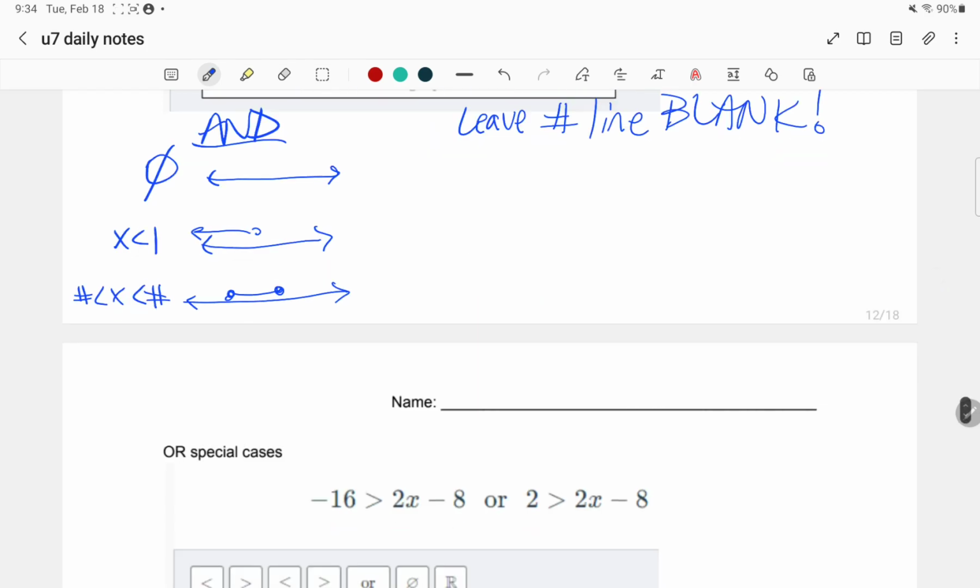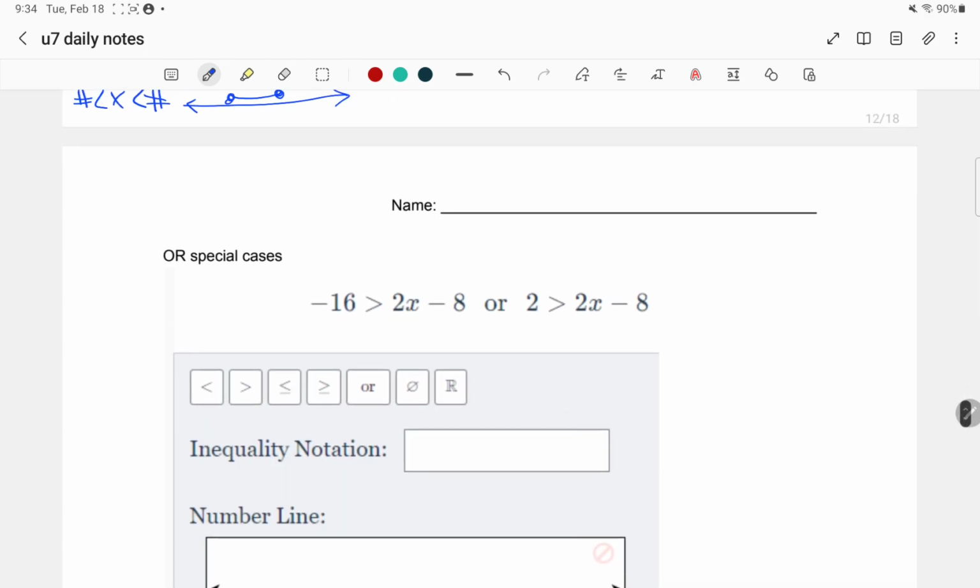Okay, let's look at your or options. Remember, your first or option is you keep everything and there's a gap in the middle and the two arrows go out forever in opposite directions. Okay, but let's look at your other options for what an or case can look like.